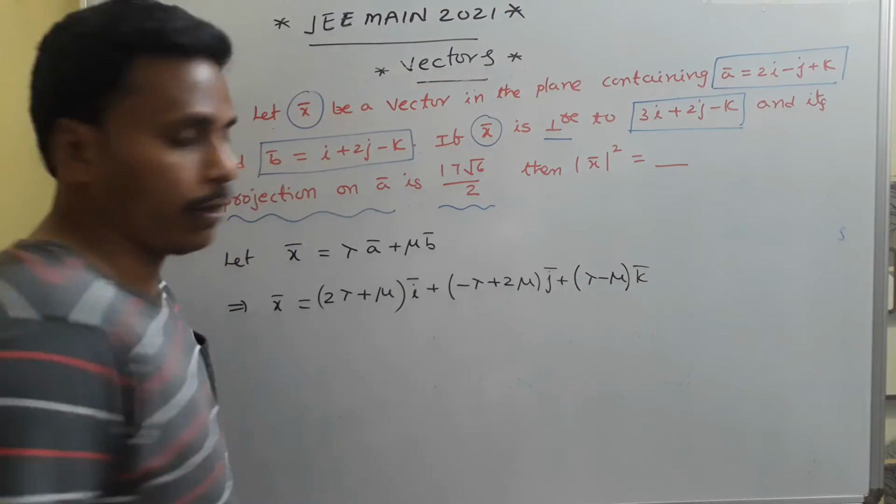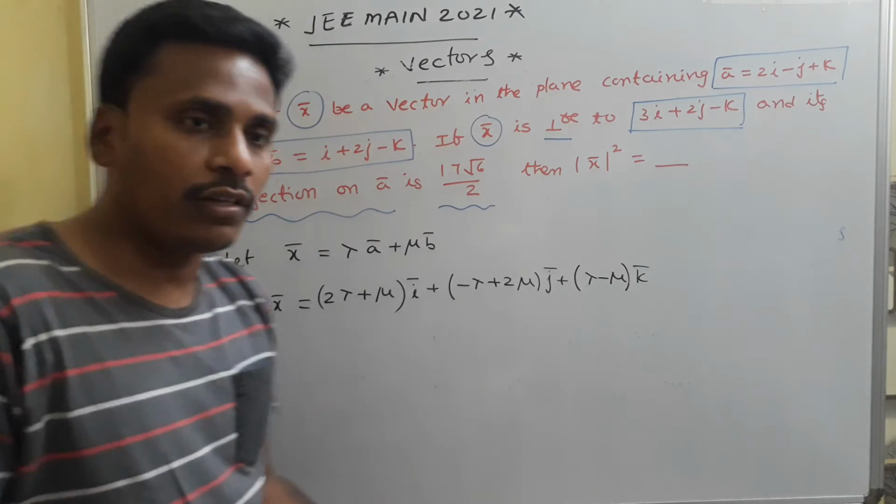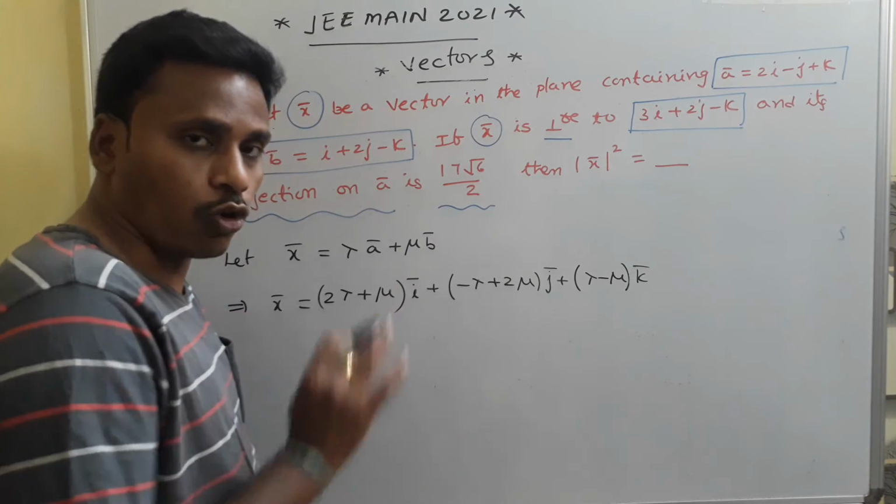Lambda minus mu k bar. So this is x bar. Okay, so the coplanarity use is done. Writing x bar in such a way is enough for coplanarity.